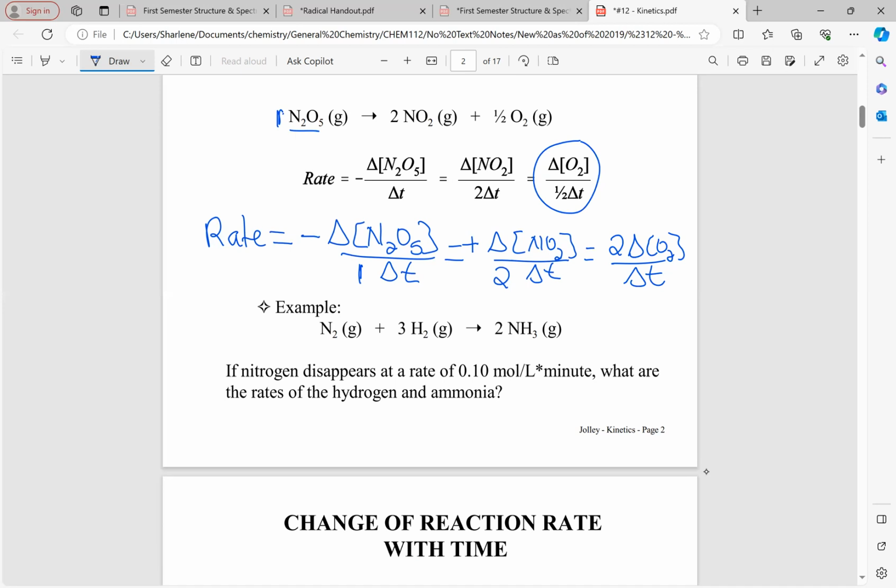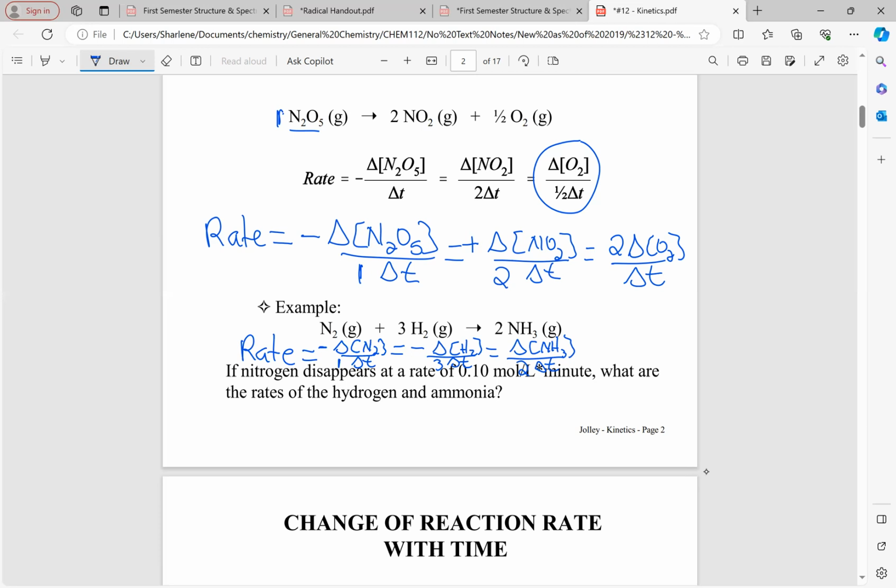Can I write a reaction rate equation for it? Yes. The rate is equal to the negative change in the concentration of N2 over the change in time. It's disappearing, so I'm putting the negative, and its coefficient is 1. That is the same as, again, it's a reactant, the negative change in the concentration of hydrogen over delta T, and its coefficient is 3. And this is a product, so the change in the concentration of ammonia over delta T, and there's a 2. All right, there's my equation.